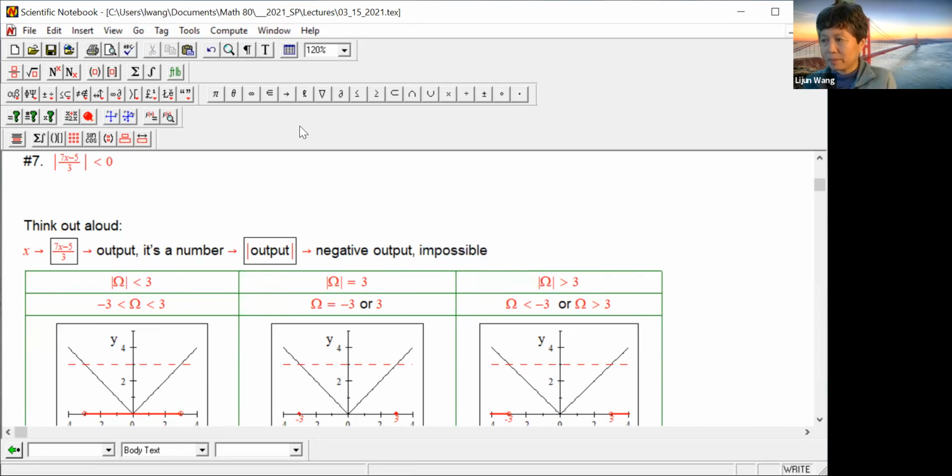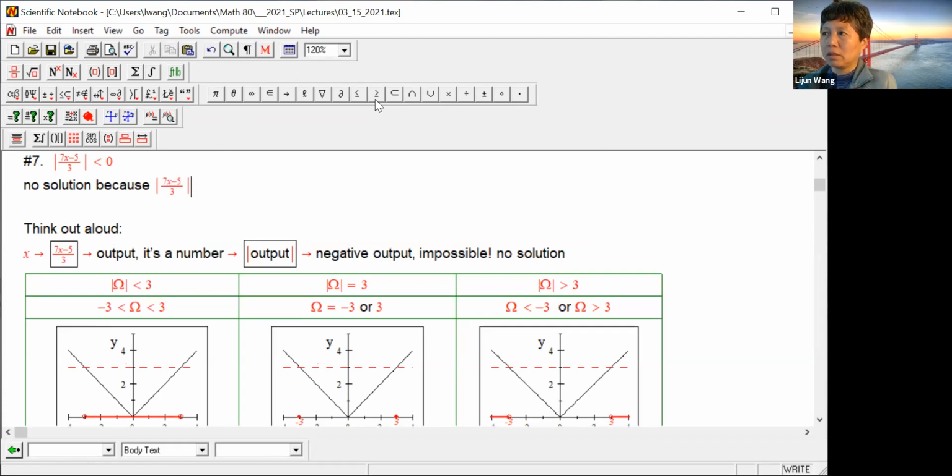Make sense? And thus there is no solution, because no matter what the input is, it will never be the required output. It will never happen. So what do you say? No solution, because the absolute value of anything is greater than or equal to 0.